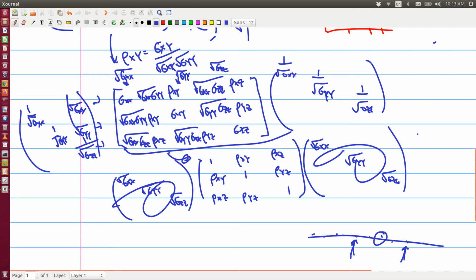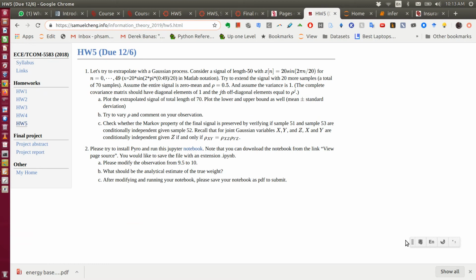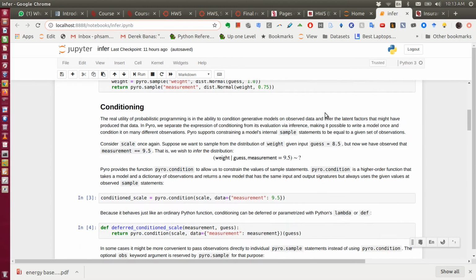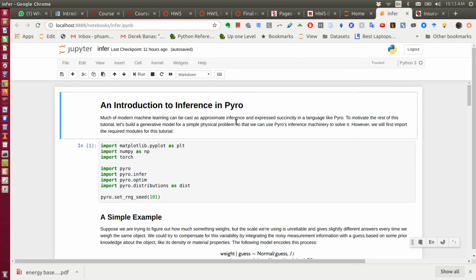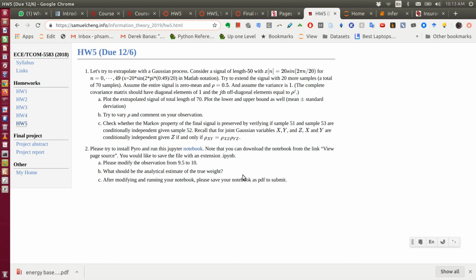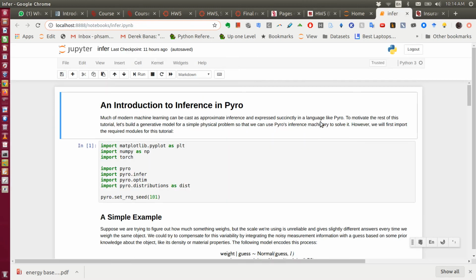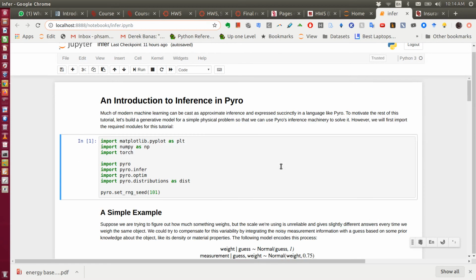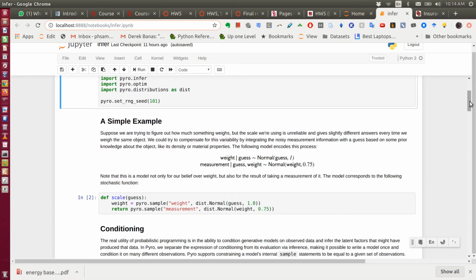So anyway, let's look at the second problem here. The second problem is a very simple one. We try to look into Pyro. I just want you guys to play with Pyro and pull out the Jupyter notebook here. This is just an introduction of Pyro for use for inference, and this notebook we also discuss in class. It's a very simple inference problem.